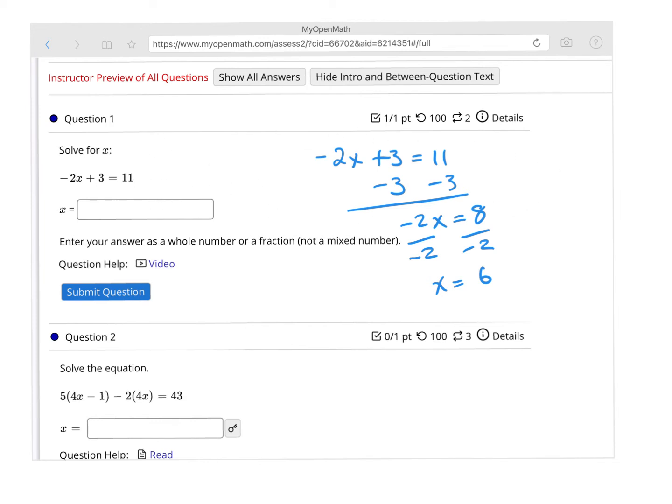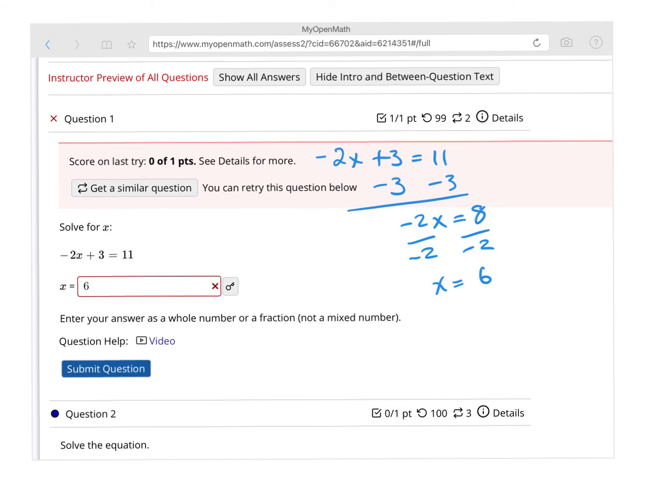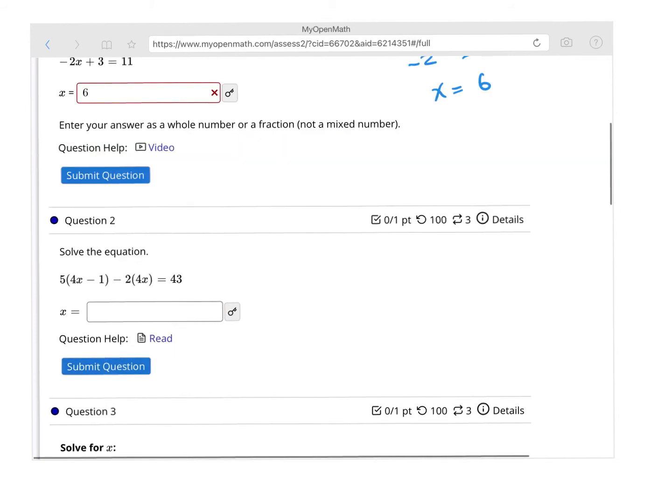Now, one other thing I want to point out, on a lot of questions, not every question, but a lot of questions, it'll say question help, and there might be a video, or instead of saying video, it might say read, and that will just be a written out explanation.